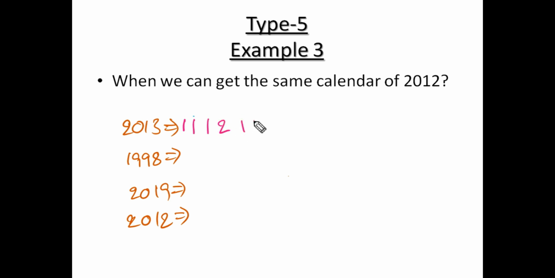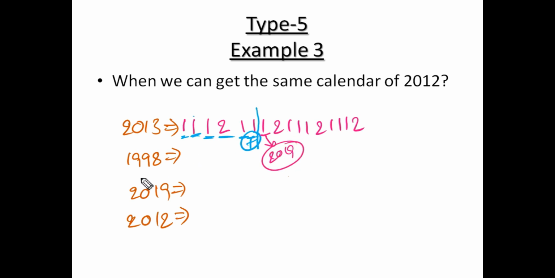From here onwards, 1, 1, 1, 2, 1, 1, 1, 2, 1, 1, 1, 2. 1, 2, 3, 5, 6, 7. Here we got 7. It's a multiple of 7, so the next year is the answer. This one. 2013 it is. 14, 15, 16, 17, 18, 19. 2019. Okay. Next example, 1998.